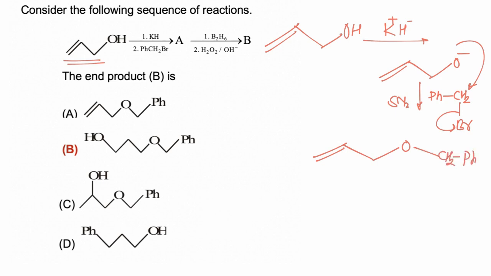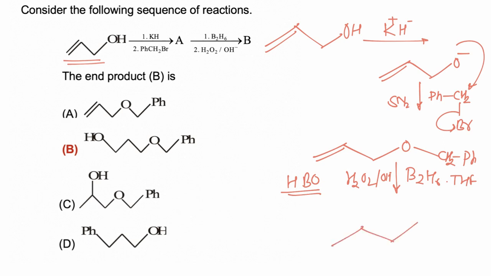Now the ether formed will react with B2H6, THF and H2O2, OH negative. Now this is the hydroboration-oxidation reaction, and during this reaction the product formed is opposite to Markovnikov rule. Alcohol is formed as the final product but with anti-Markovnikov regioselectivity. So the final product is the alcohol given in option B, and hence the correct option is B.